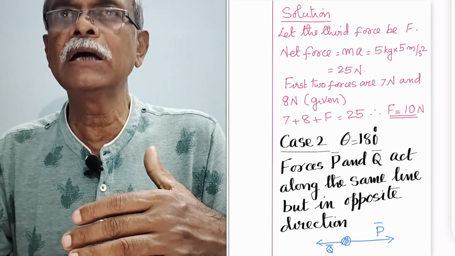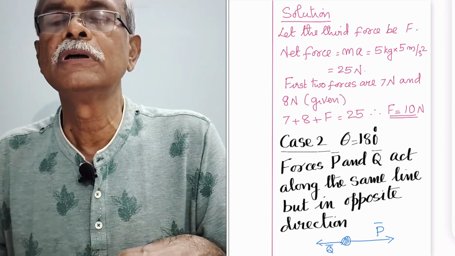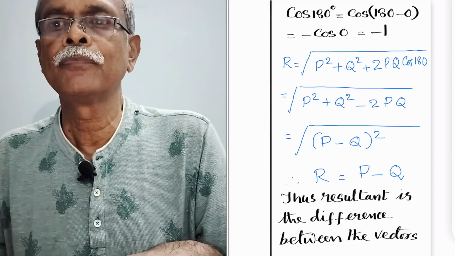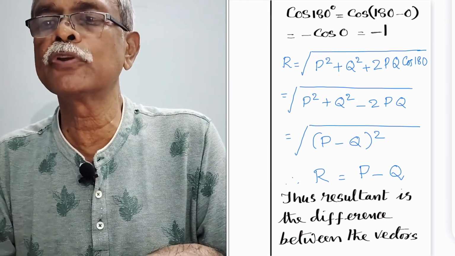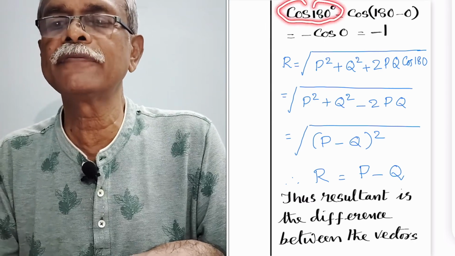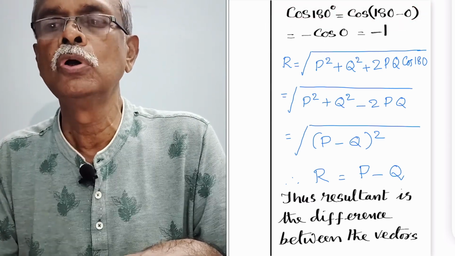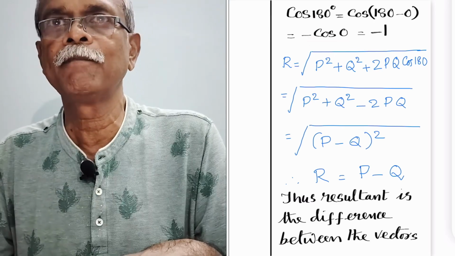And what is the formula for finding the resultant of vectors which are anti-parallel? Cos 180 degrees is cos(180 minus 0). Cos(180 minus theta) is minus cos theta, therefore it is minus cos 0. Cos 0 is 1, therefore cos 180 is minus 1.